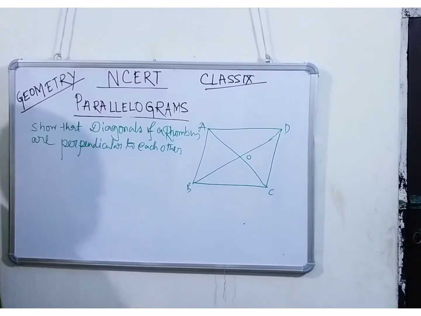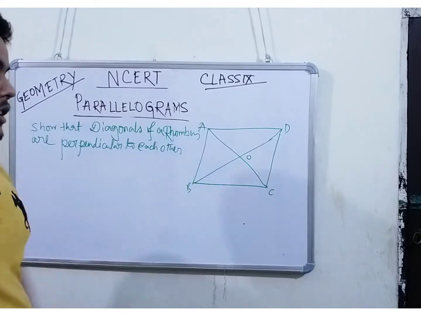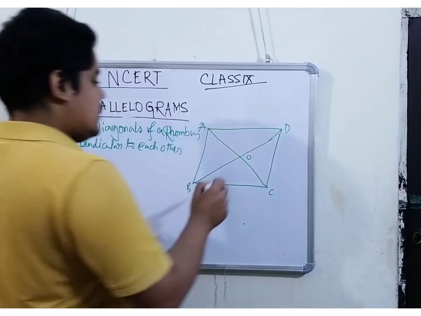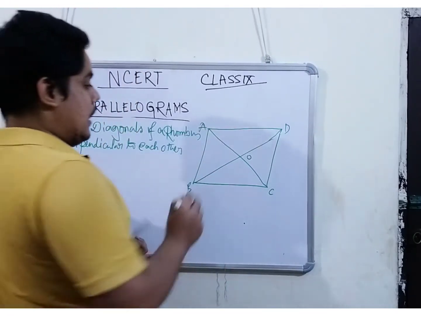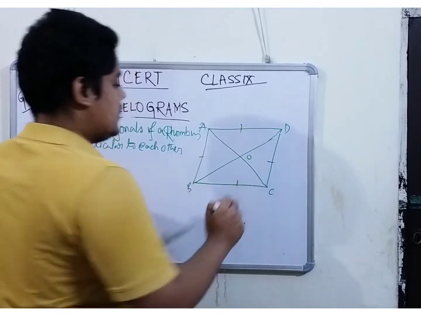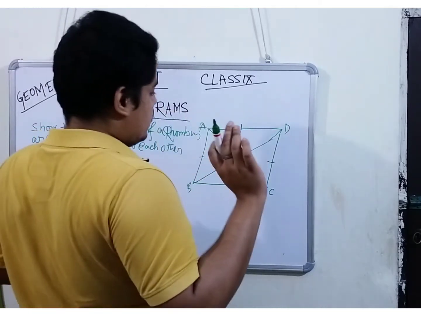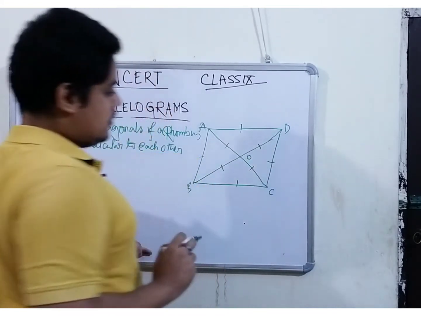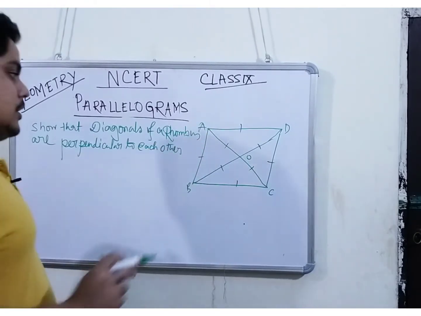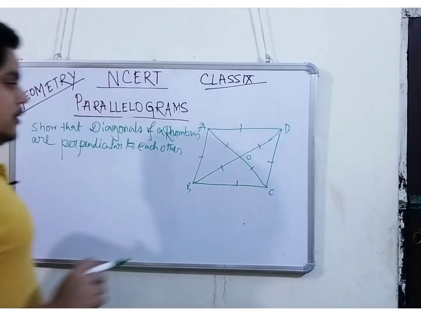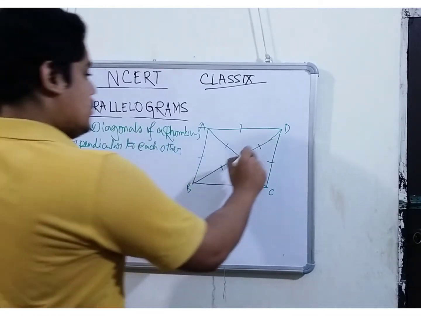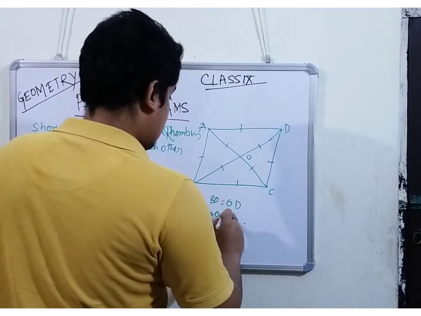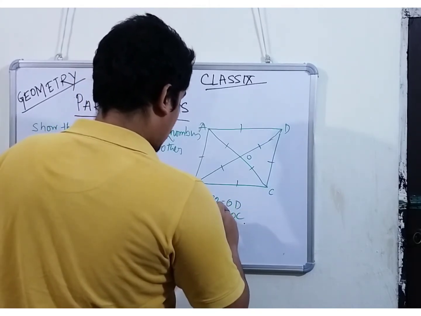In this problem, we have that the diagonals of a rhombus are perpendicular to each other. Now how to prove it? First of all, you know that it is a parallelogram which has equal sides. All sides are equal. From that we can say that these two diagonals, which intersect at point O, bisect each other. So BO will be equal to OD. Not only that, AO will be equal to OC.